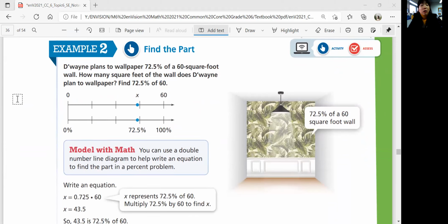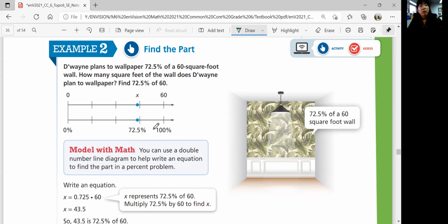Example 2, find the part. What if we know the whole and the percentage, but we don't know how much is the part? Dwayne plans to wallpaper 72.5% of a 60 square foot wall. How many square feet of the wall does Dwayne plan to wallpaper? Find 72.5% of 60. So 60 is obviously 100%, and he's only going to wallpaper 72.5%. And so you want to find exactly how many square feet it is.